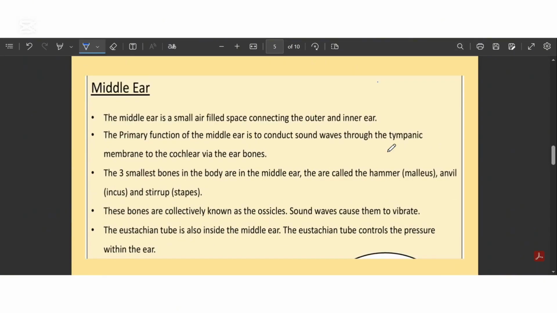Here we have some information regarding the middle ear. The middle ear is a small, air-filled space connecting the outer ear and the inner ear. The primary function of the middle ear is to conduct sound waves via the tympanic membrane, which is the eardrum, to the cochlea via the ear bones. The smallest bones are present here. We read about them: the malleus, incus, and stapes. These bones are collectively known as ossicles, and sound waves cause them to vibrate. And we learned about the eustachian tube also.